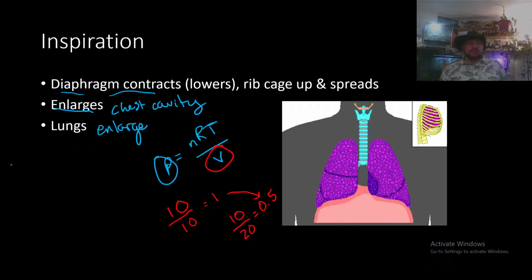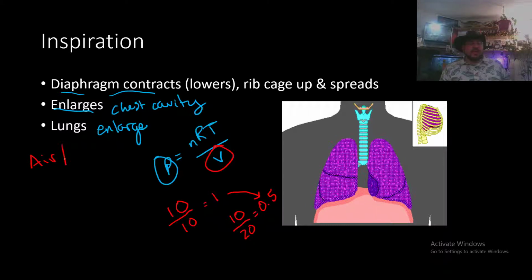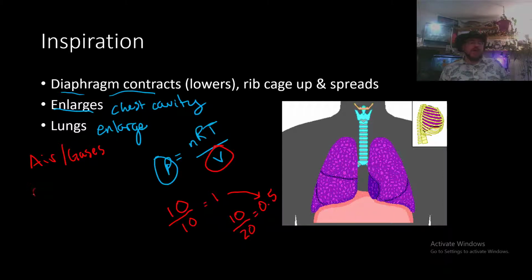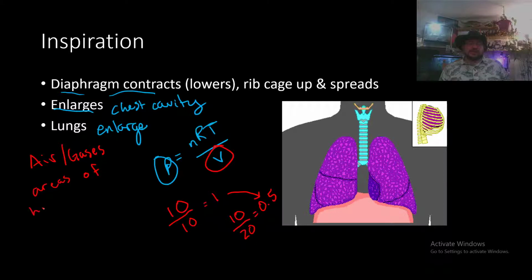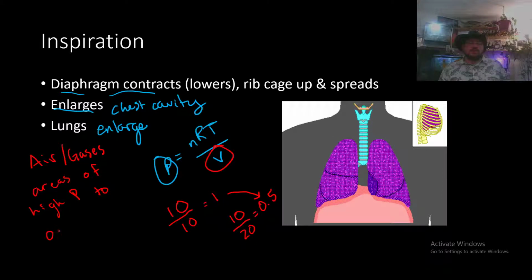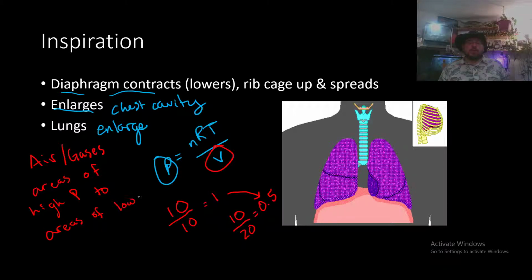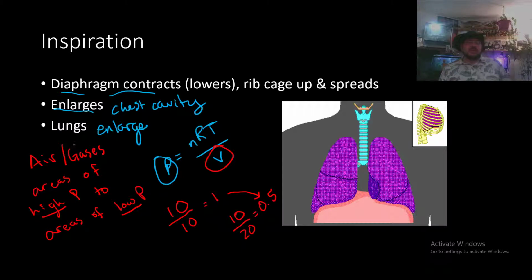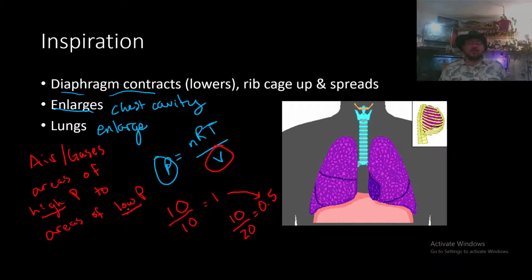Right? Well, guess what? Air, or really gases, go from areas of high pressure to areas of low pressure. Kind of like our diffusion rules. Gases or air move from areas of high pressure to areas of low pressure.